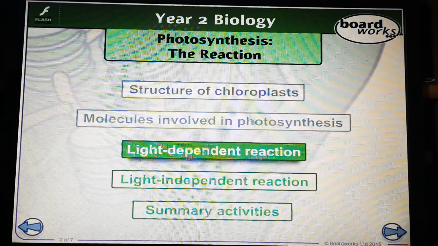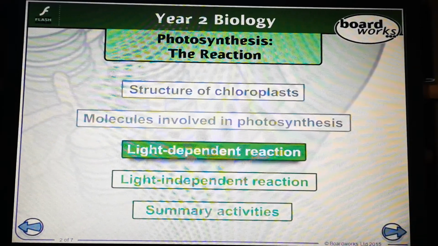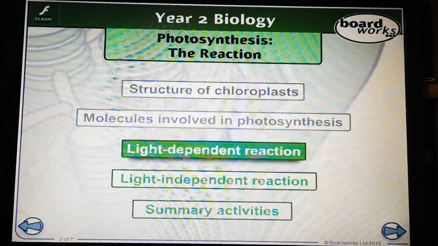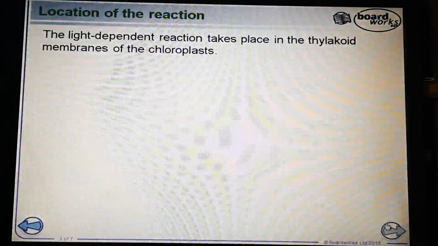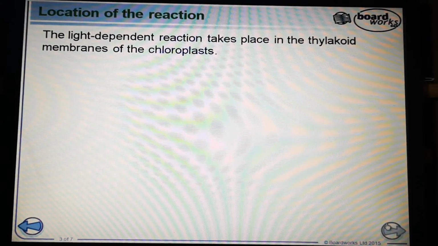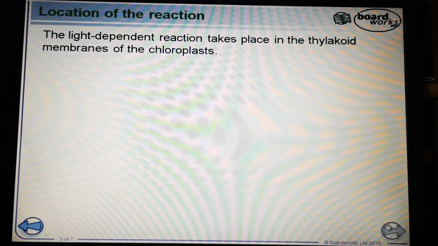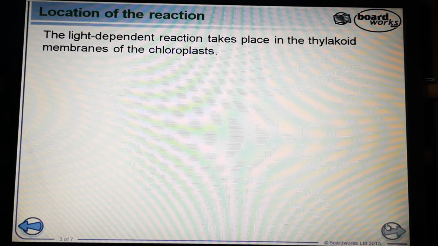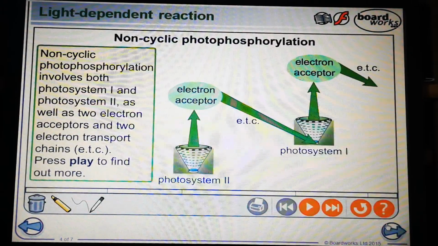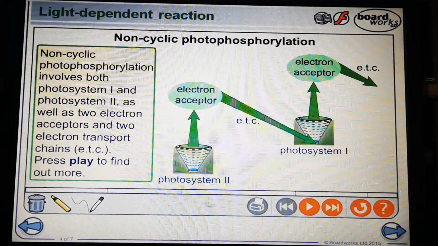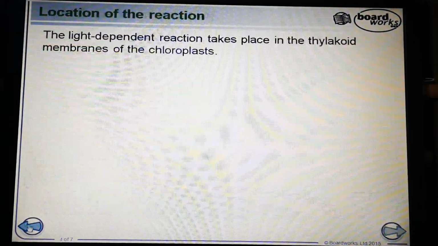Hi Year 12, just going to make a quick video on the light dependent reaction, which will hopefully help you understand what's going on. So first of all, you need to know the location of the light dependent reaction. It takes place in the thylakoid membranes of the chloroplast, so not in the lumen itself, in the actual thylakoid membranes, and you should know what the thylakoid membrane is.